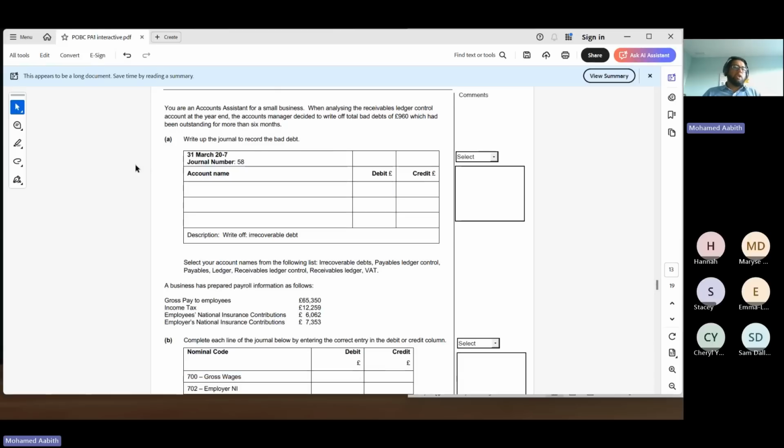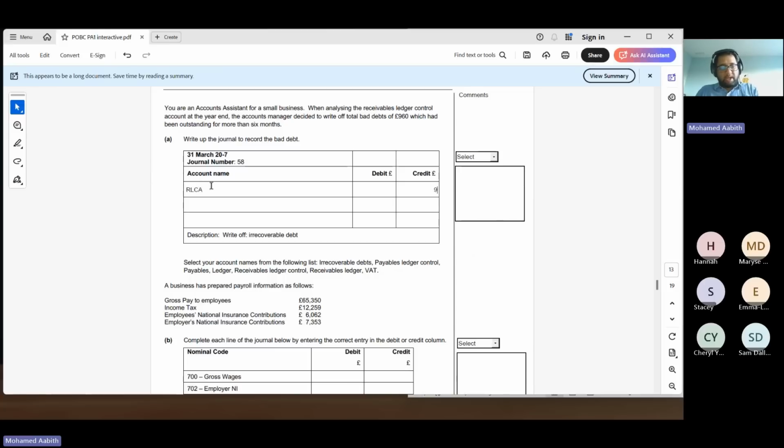Now they got this one here, an account assistant for a small business. When analyzing the receivable ledger control account at the year end, the accounts manager decided to write off total debts worth £960, which have been outstanding for more than 6 months. So they were originally in your receivable ledger control account, which had a debit balance. Now this amount has to be written off. You have to do RLCA on the credit side.